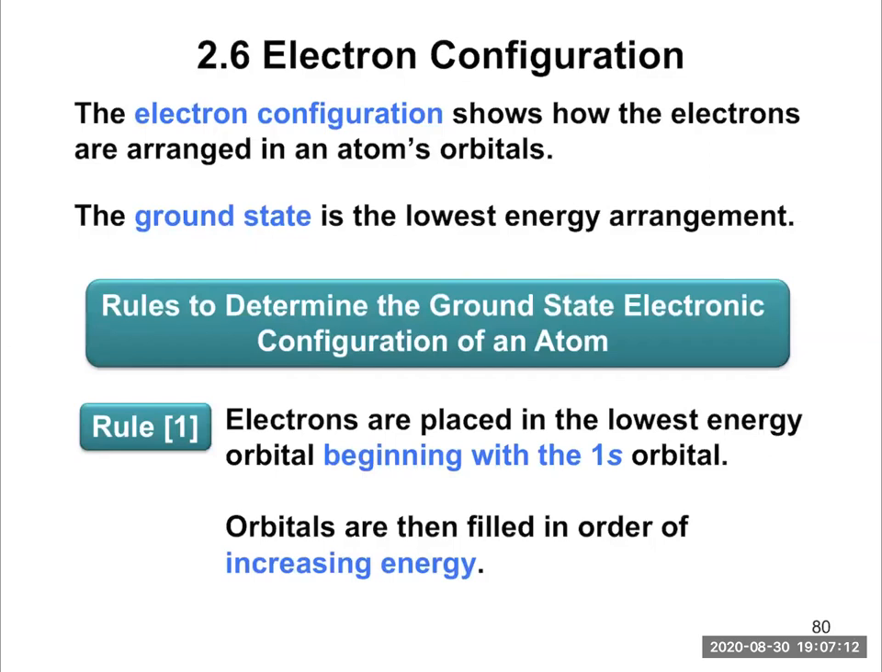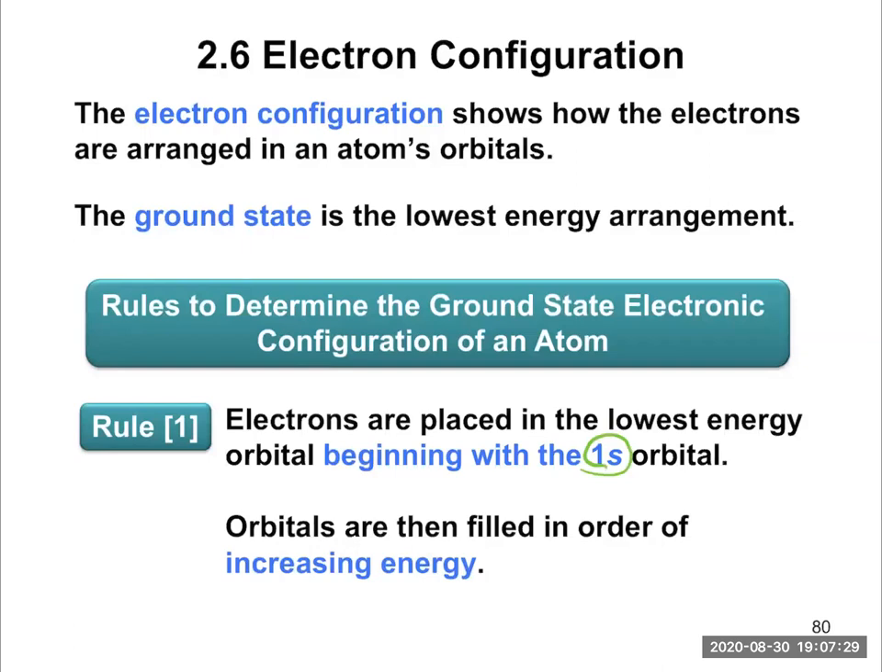So I really encourage you to read the book for this section because it can be a little bit confusing. There are rules that we're going to have to follow. Electrons are placed in the lowest energy orbital. So you always want to start with 1s.